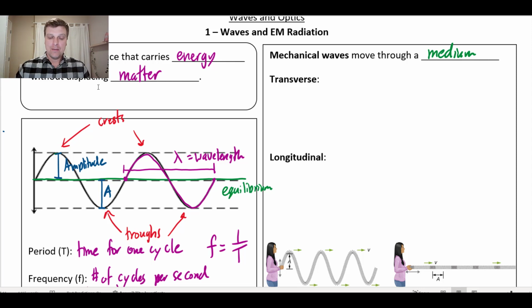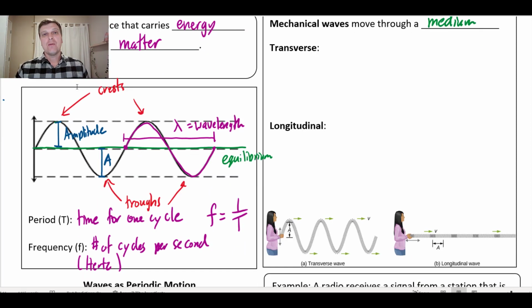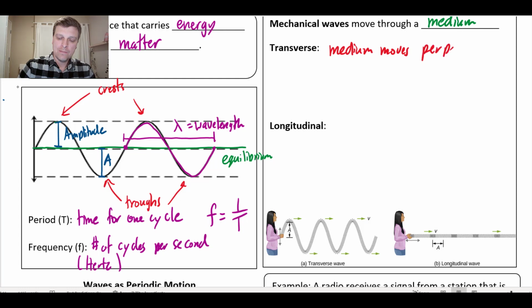And maybe in this picture of a woman moving a spring around, the medium could be the slinky or the spring. Now, transverse waves, there's two kinds of mechanical waves we'll talk about. There are others, but the two most common kinds we'll talk about are transverse and longitudinal. So for a transverse wave, the medium is going to move perpendicular to the propagation of the wave.